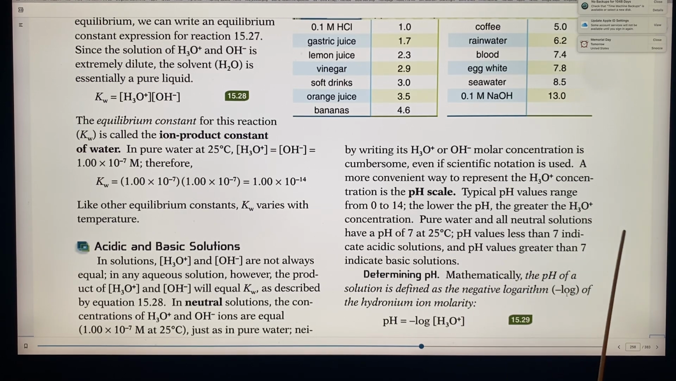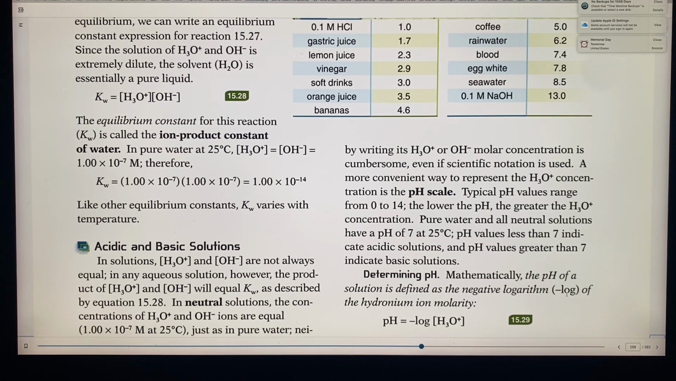Now, pure water and all neutral systems, remember, water is considered neutral, have a pH of 7. So the neutral number is 7. Anything above 7 is considered base, and anything below 7 is considered acid. So when you have a low number, it's going to be very acidic. If you have a high number, it's going to be a very basic solution.